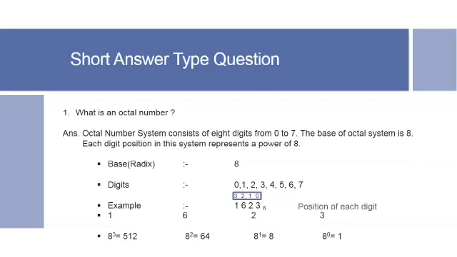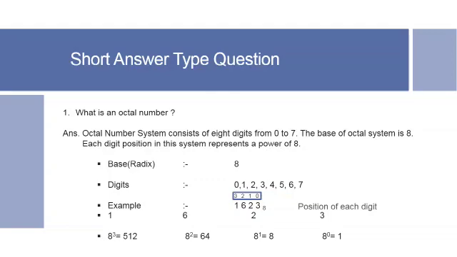Student, my first question is, what is an octal number? Octal number system consists of 8 digits from 0 to 7. The base of octal system is 8. Each digit position in this system represents a power of 8. I will give you an example. Base is 8, digits 0 to 7. Example I have taken is 1623.